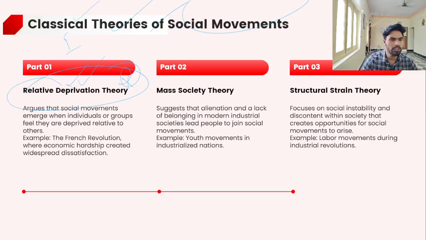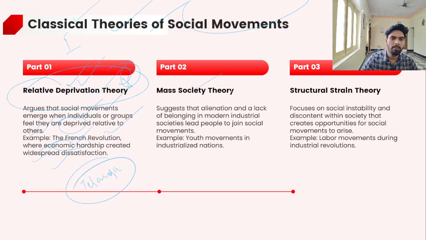This theory argues that social movements emerge when individuals or groups feel that they are deprived relative to others. The best example is the Telangana movement. Why was there a Telangana movement? Because of the feeling of relative deprivation, that the people of Telangana are relatively deprived when compared to the people of Coastal Andhra Pradesh and elsewhere. Another example is the French Revolution, where economic hardship created widespread disaffection among the common people. This is deprivation theory.